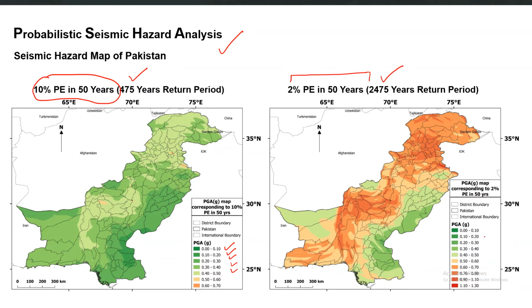The legend is the same, so now you see that the values are high. You can see the orange and red colors are in the high PGA value ranges. Which means that depending upon the hazard value, each site in the particular study area will get its PGA value from the hazard curve.